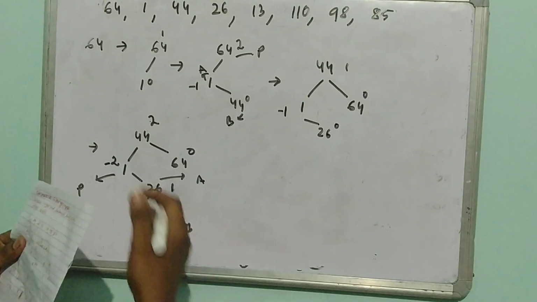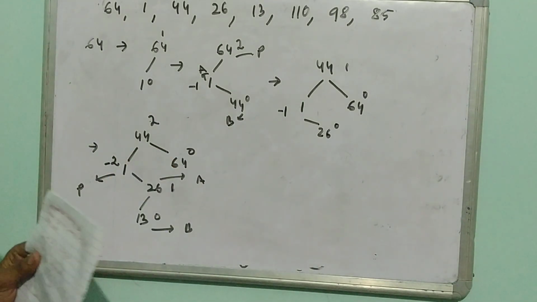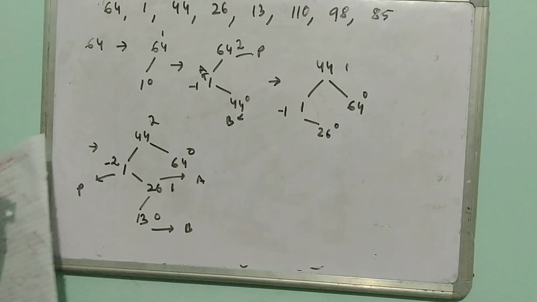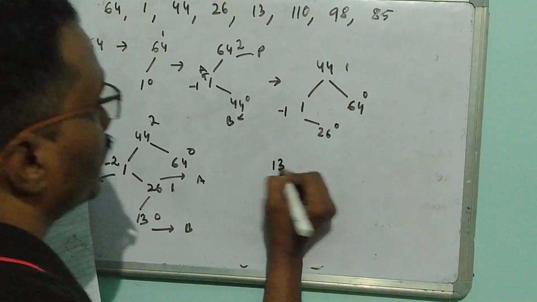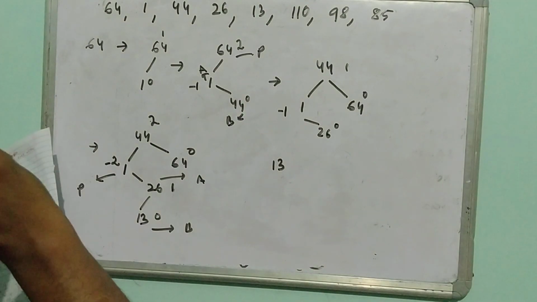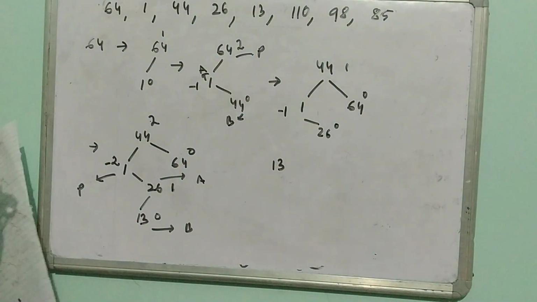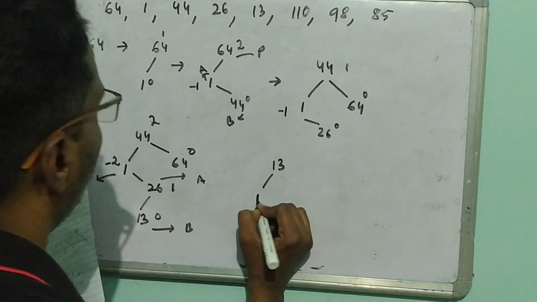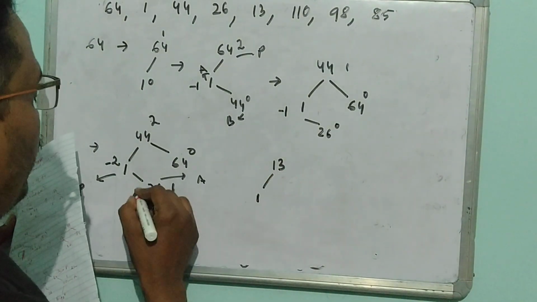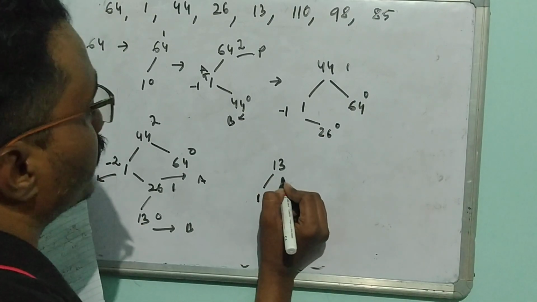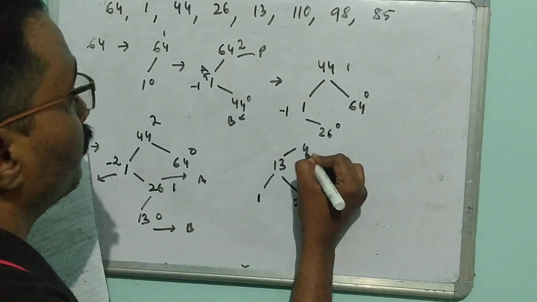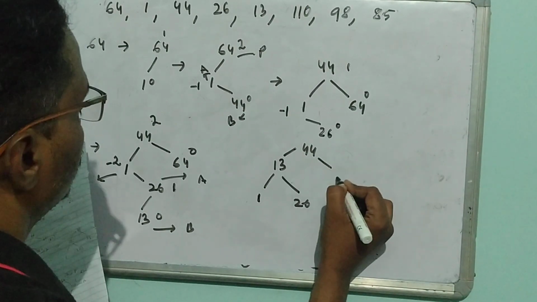And again, now it is a right to left rotation. Whenever it is a right to left rotation, what do I have to do? BLC is equal to P. So what is my B? My B is 30. The left child of B will be the pivot node. So the pivot node is 1, and obviously these will be 26, and this is 44, and this becomes 64.